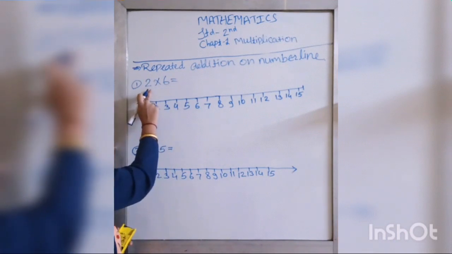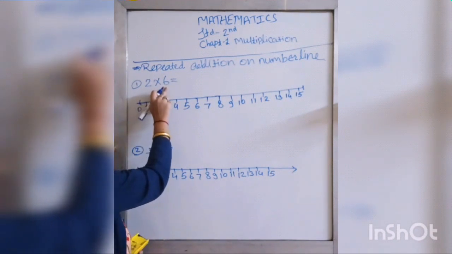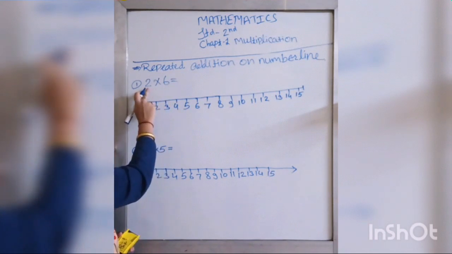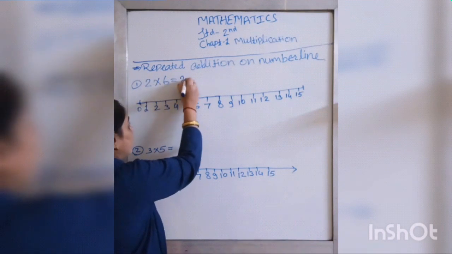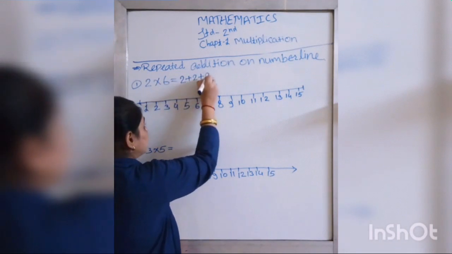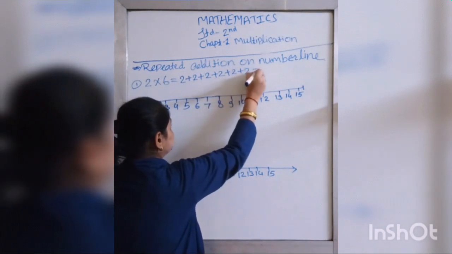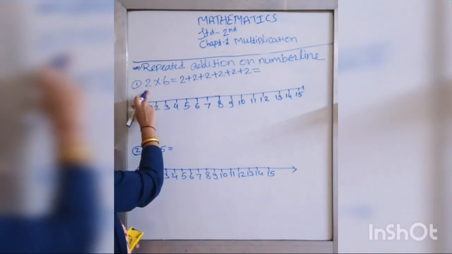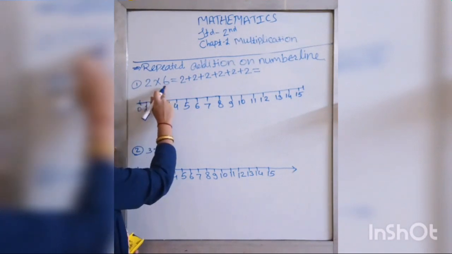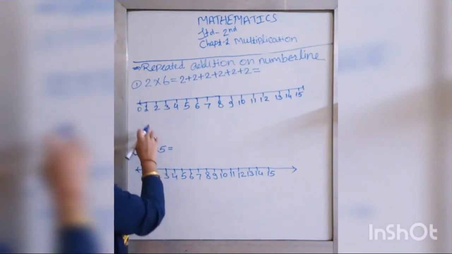See, the first one is given, that is 2 multiplied by 6. As we are going to multiply 2 into 6, that means we are going to add this 2 how many times? 6 times. 1, 2, 3, 4, 5, 6. Let's add on the number line.